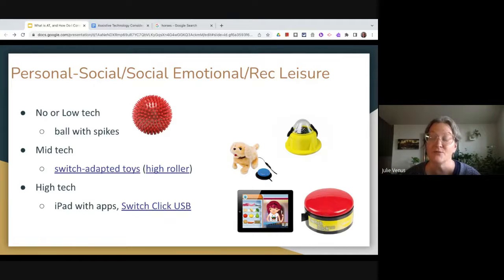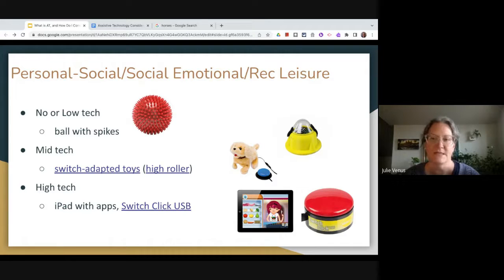But it's a really good point that some things have absolutely no tech involved in them, even though they're considered assistive technology. For example, a ball with spikes to be able to support the grasp rather than a smooth ball could be assistive technology if that student needs it, even though there's absolutely no technology per se included there.